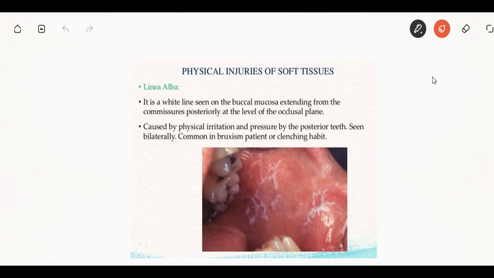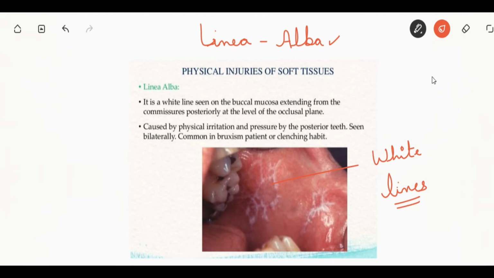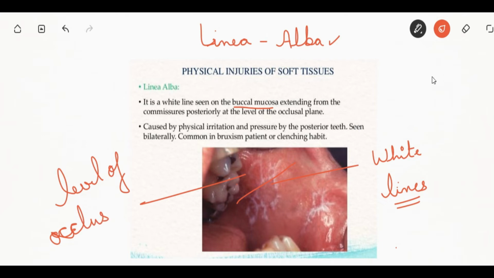Now let us discuss the physical injury of the soft tissue. First is the linea alba. So what is linea alba? Linea alba is a white line seen on the buccal mucosa, posteriorly at the level of the occlusal plane. So this figure represents the linea alba.